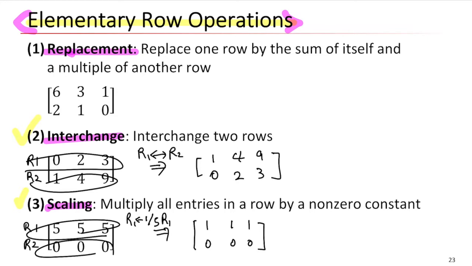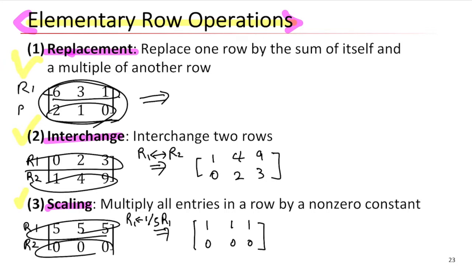And the last one, the replacement, is the most complicated one, but it's also very intuitive. Here is the example, 6, 3, 1, 2, 1, 0. The replacement means to replace one row by the sum of itself and a multiple of another row. What does that mean? Let's see the example. For instance, this is row 1, this is row 2. We want to replace row 1 by the sum of itself plus a multiple of another row, let's say 2, something like this.